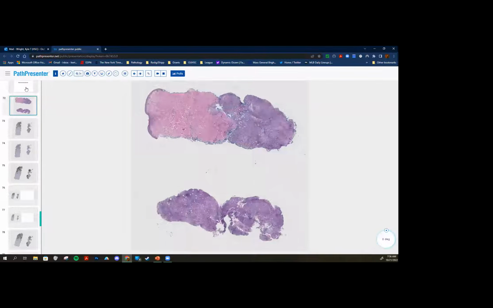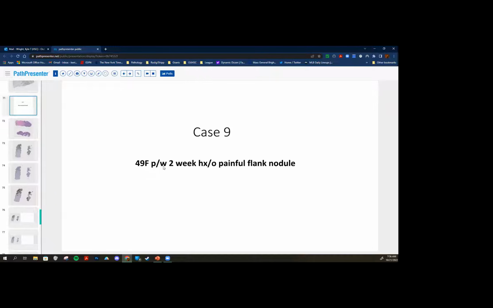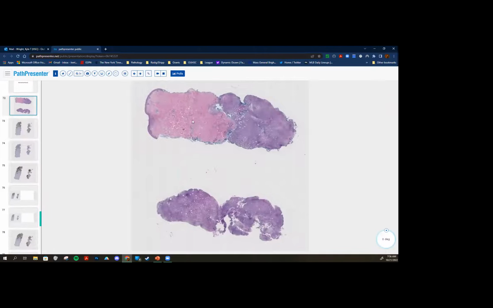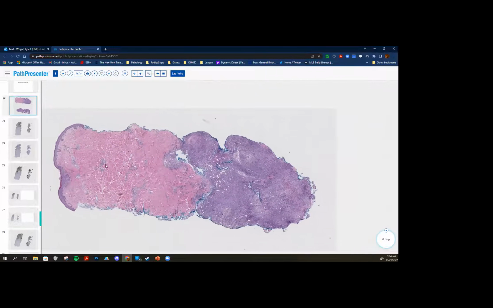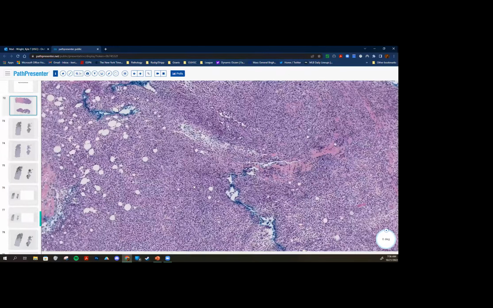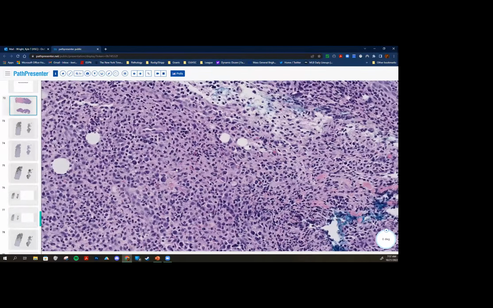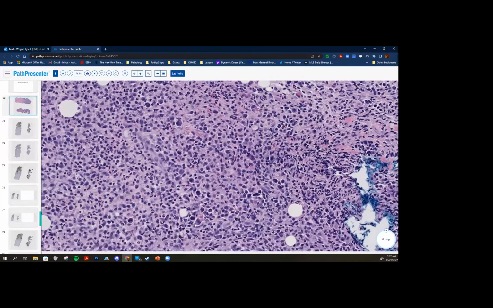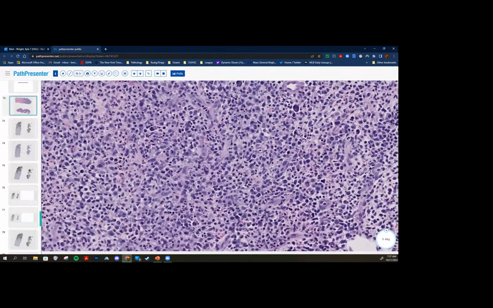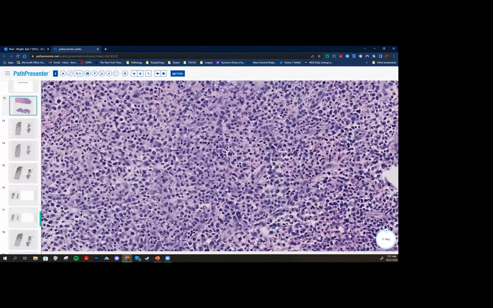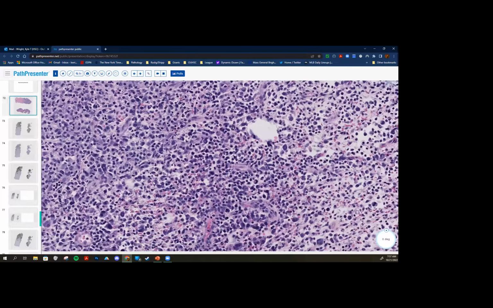So this case, case 9, is a 49-year-old presenting with a 2-week history of a painful flank nodule, very similar to the last case. Deep dermal and almost completely subcutaneous location of this lesion. The superficial dermis and epidermis are pretty much uninvolved. And in this case, we have fairly marked anaplasia of some of these cells. Very large, some are boomerang shaped. Some almost wreath-like.